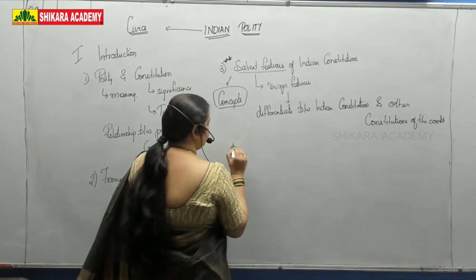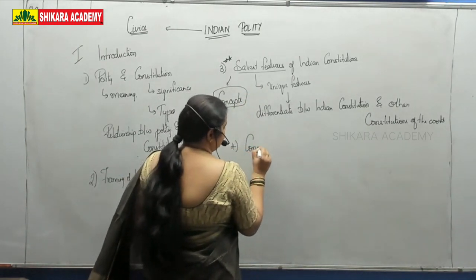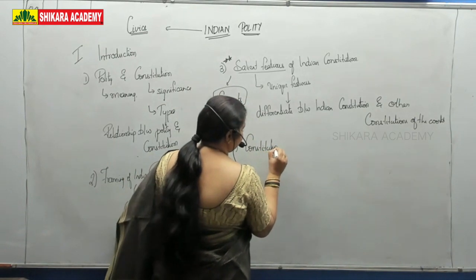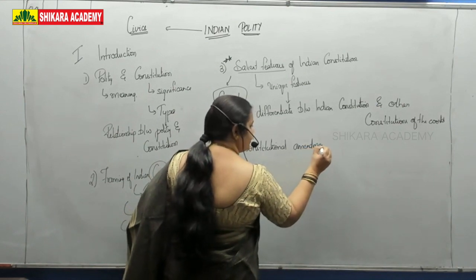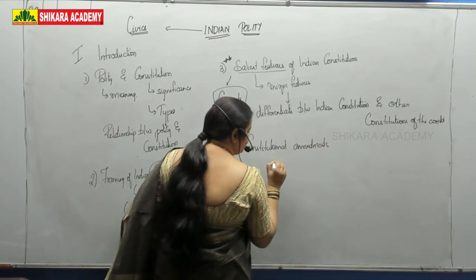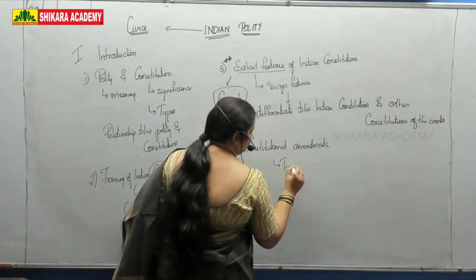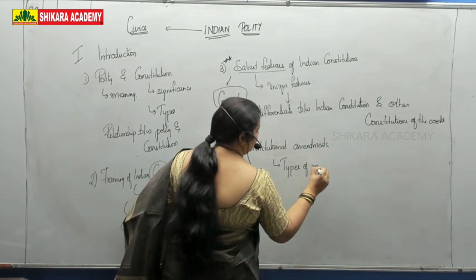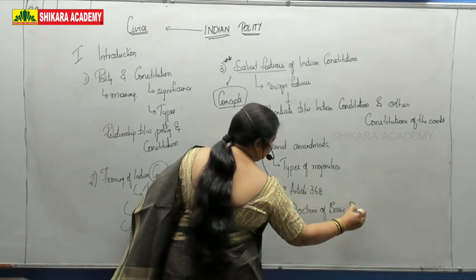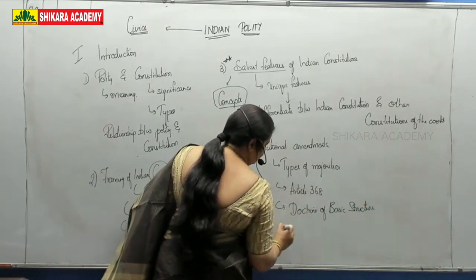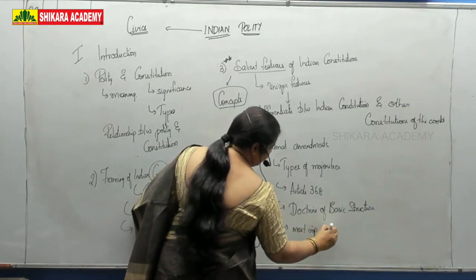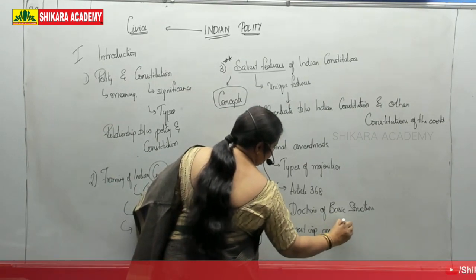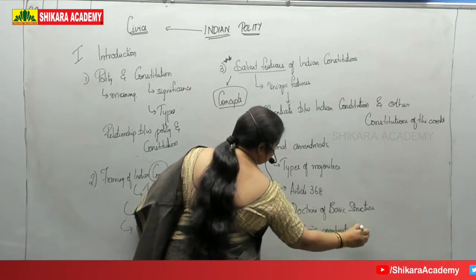And the fourth one that we are going to discuss is constitutional amendments. We make several changes to the constitution. How do we make the changes? Who has the power to make the changes? All that. I am going to start this by discussing types of majorities, meaning how voting happens in parliament and state legislature. Towards the end, I am going to discuss the most important amendments till date. All this will be discussed under constitutional amendments.